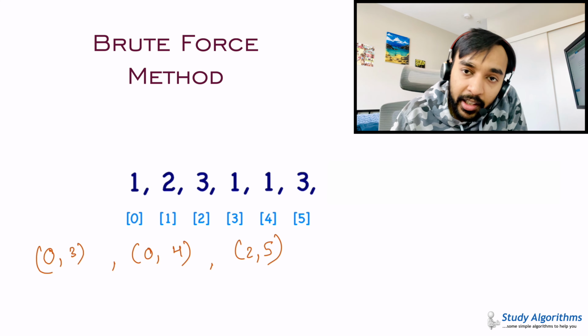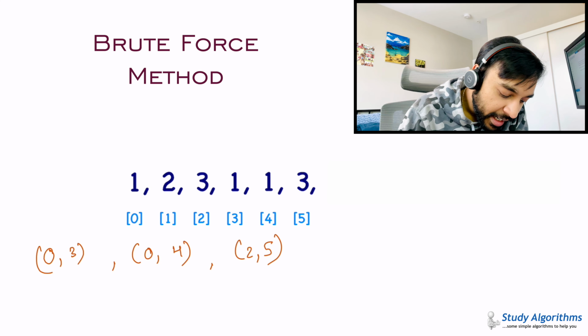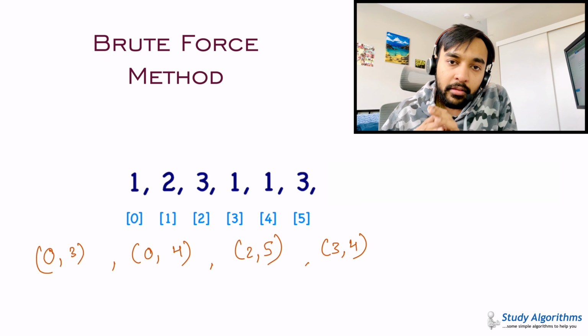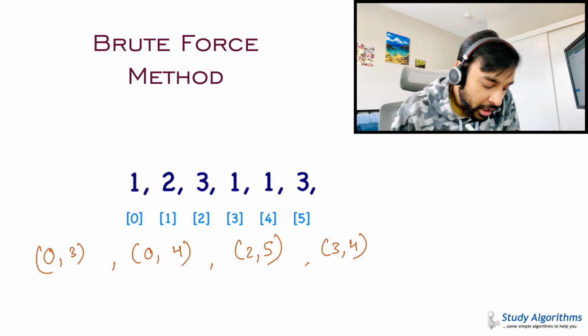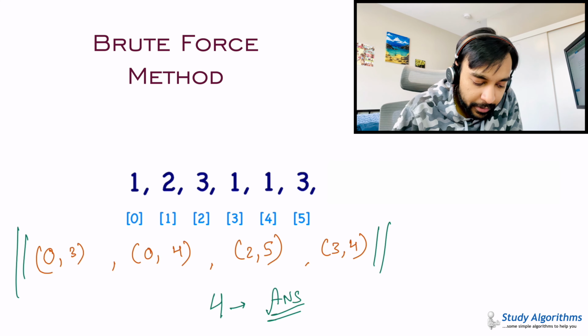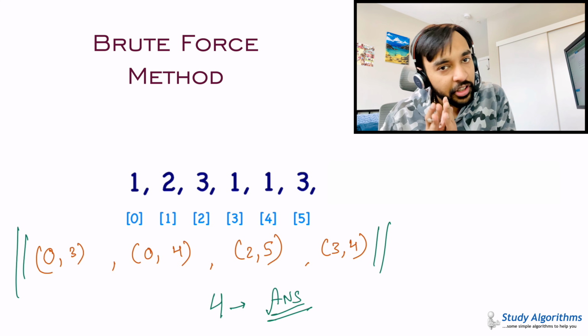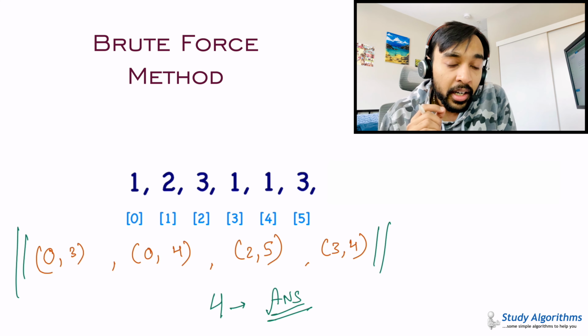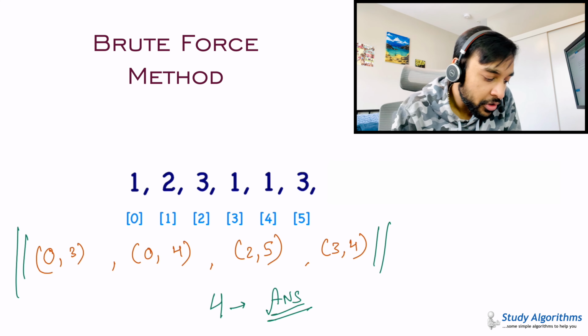Similarly, I will continue for each of the elements and I will get one more good pair, that is 3, 4. Once you are done traversing this array, you can just check how many good pairs you found and count them. This will give you 4 as your answer. This solution works and it will give you a correct answer every time. But do you see the problem with this approach?